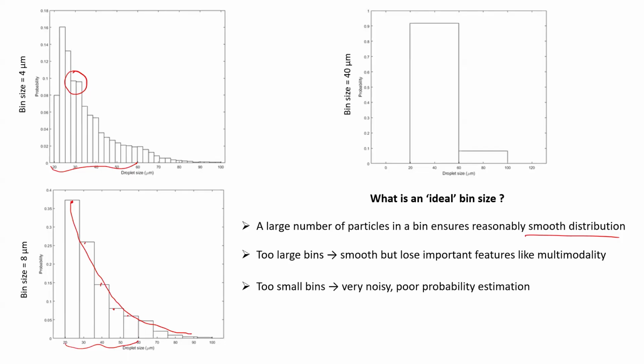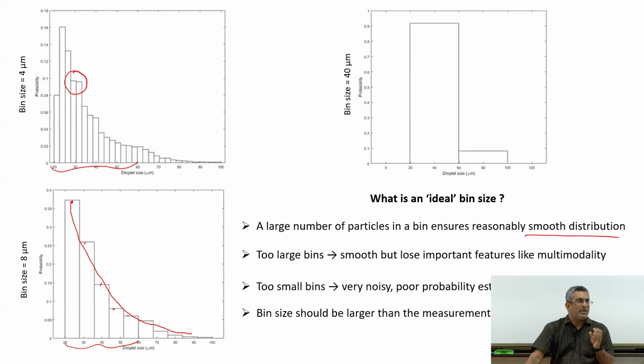Then if we use, on the other hand, too small bins, then the data becomes noisy and we have poor probability estimation. So if you go on reducing the bin size, also we have a problem. And moreover, the bin size should always be larger than the measurement accuracy. So if the accuracy of measuring droplet size in this example, let's say, is 4 micron itself, then there is no point in having a bin size which is 4 micron or below that. It makes no sense. In fact, it should be at least 2 to 3 times greater. Then only it makes sense. So you see that the bin size is selected as a trade-off between these two factors.